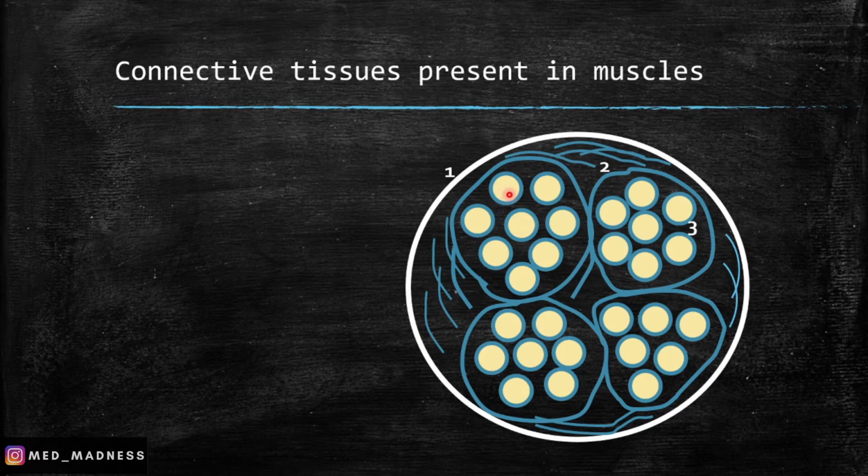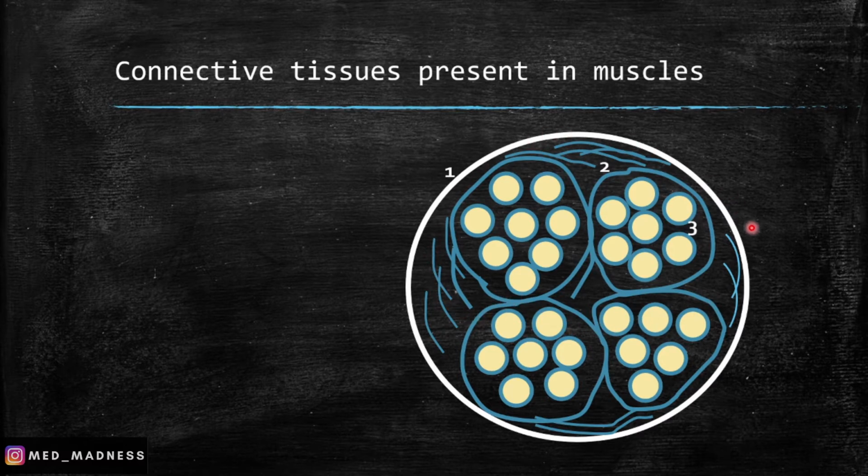The muscle fiber is surrounded by connective tissues, because if one part of the muscle group is contracting, the force generated can be transferred to the other parts of a muscle. That's why connective tissues are so important in the muscles.